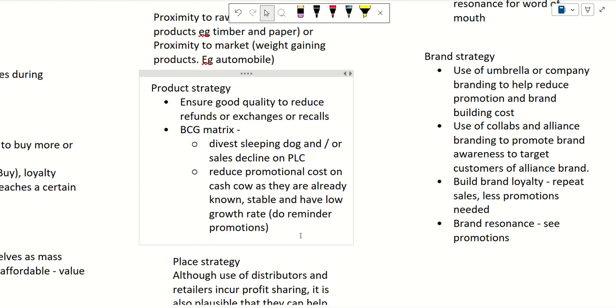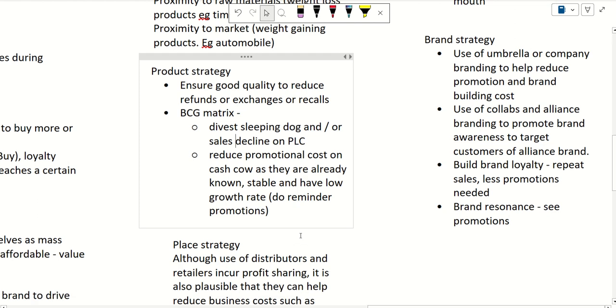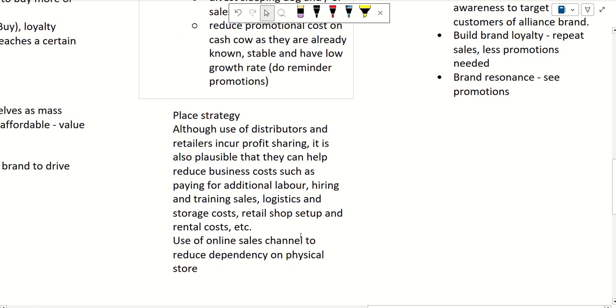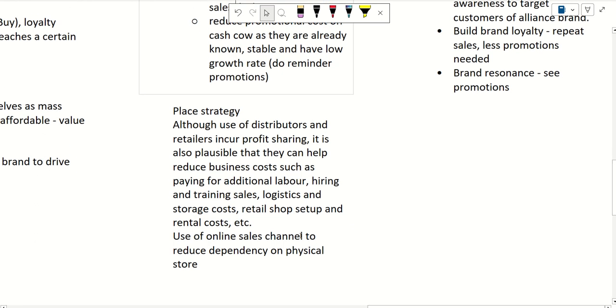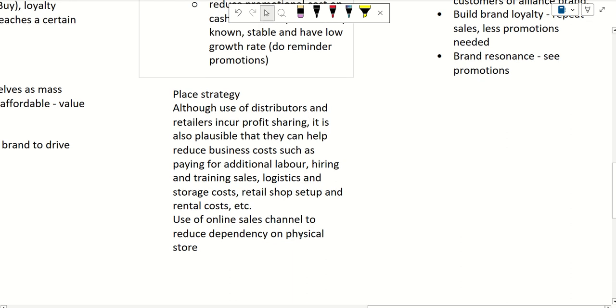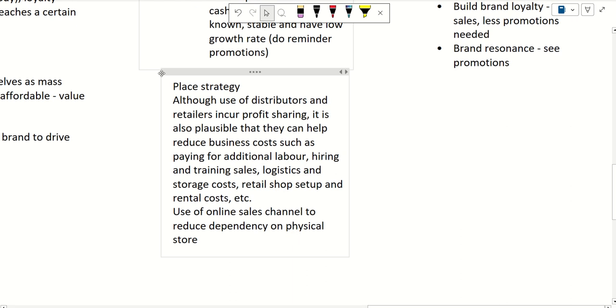Definitely, if you remember, for cash cows, we actually mentioned do not try to run heavy promotions for cash cows because they're already quite well known, they are stable, they have a low growth rate. So actually, you just need to do reminder promotions. Reminder promotions basically means that this product has something new, or this product is going to be useful for you at this time of the year, so buy this product. For example, I always like to use the Coca-Cola example, right? Christmas, right? Remember Coca-Cola during Christmas because that's when people have beverages and things like that, celebrations. Okay, place strategy.